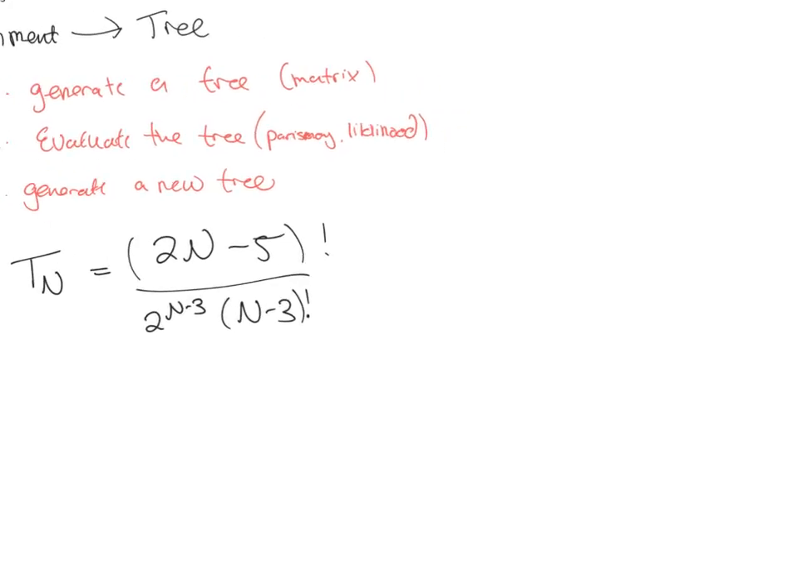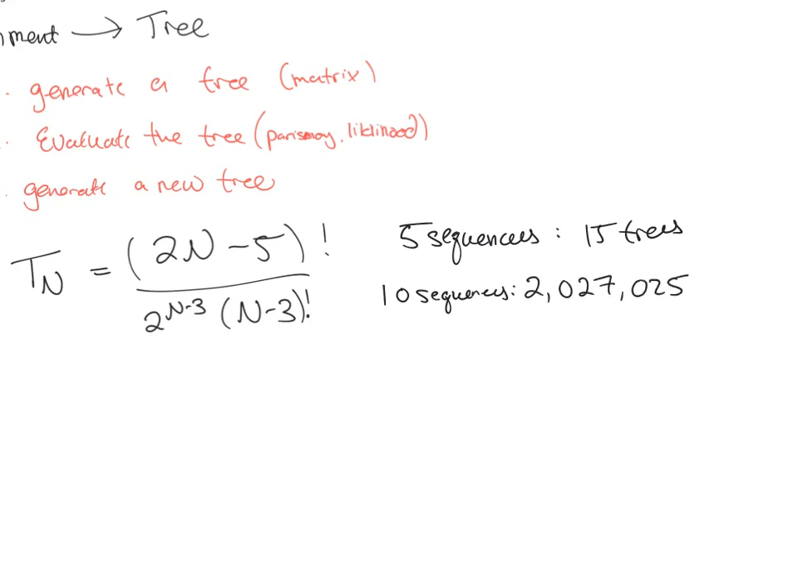What this translates to is that if you have 5 sequences in your alignment, you have 15 trees. If you have 10 sequences, you have 2,027,025 trees. So this number explodes pretty quickly. And that's the problem. I can't generate all the trees, even if I have a dozen sequences. I need some sort of smart method to rearrange the tree and find new ones. I'm going to talk about a couple of those methods, and then we'll talk about the actual tree making.